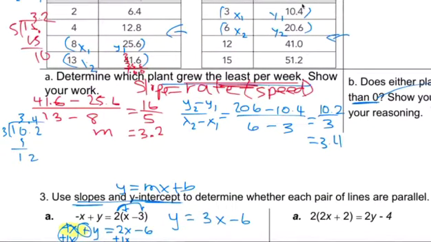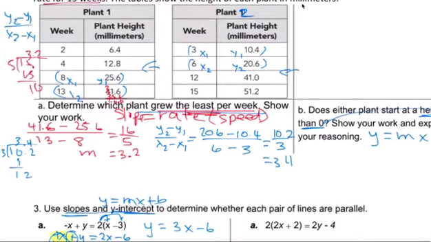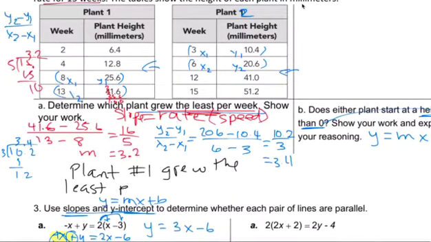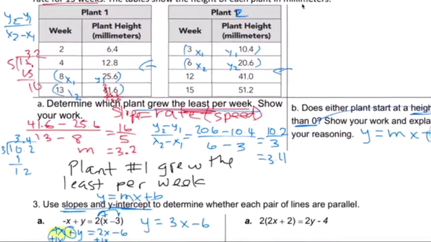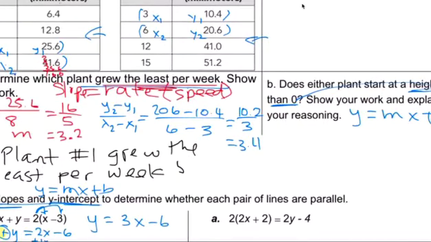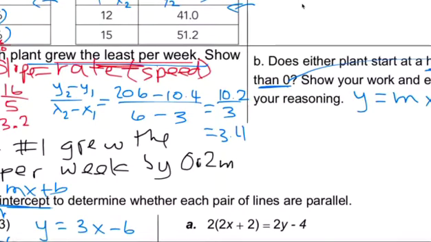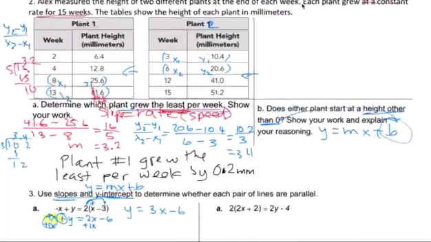So which plant grew the least per week? Plant 1. Plant number 1 grew the least per week. Okay, and by 0.2 millimeter. Not much, but enough.